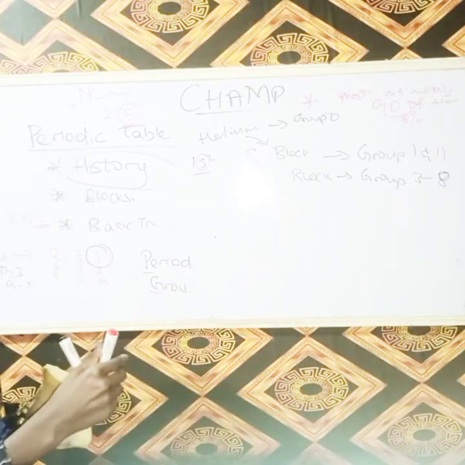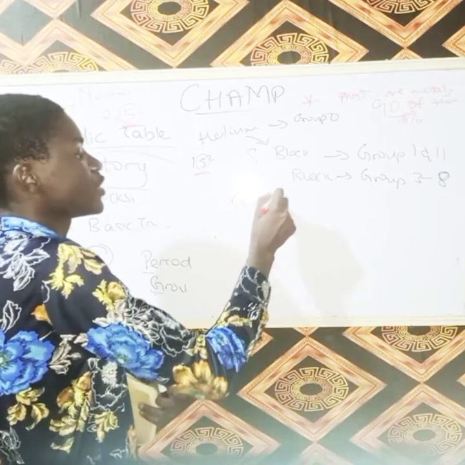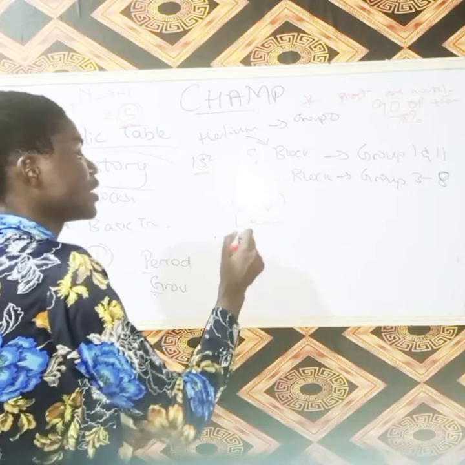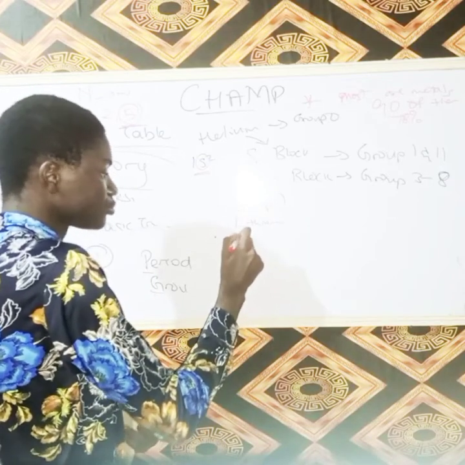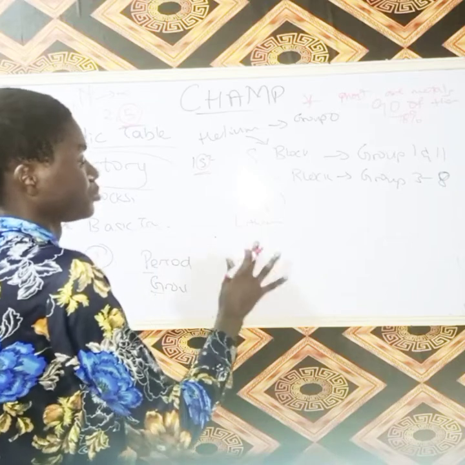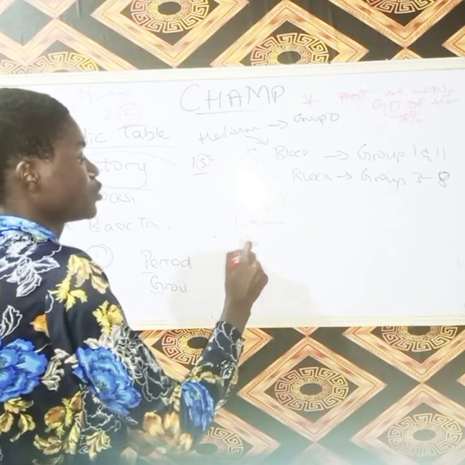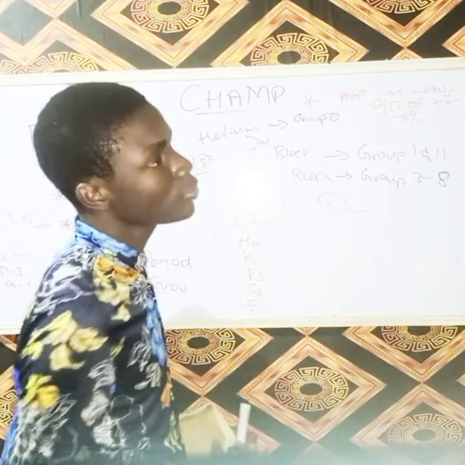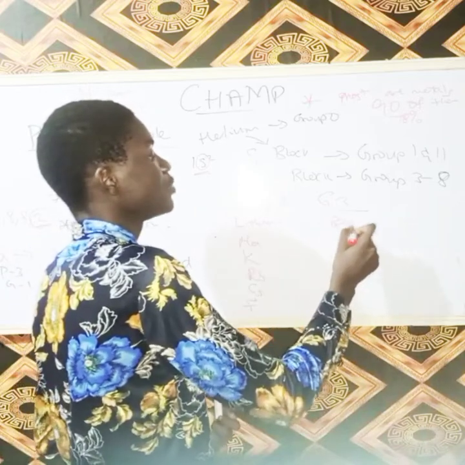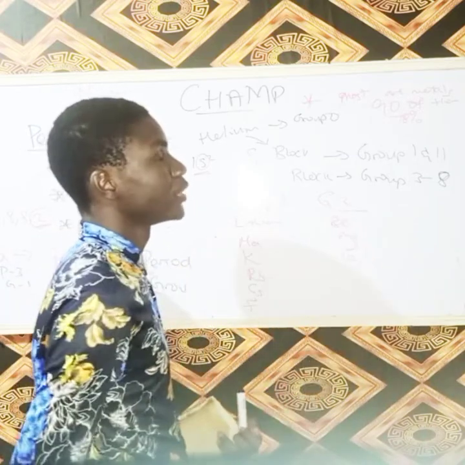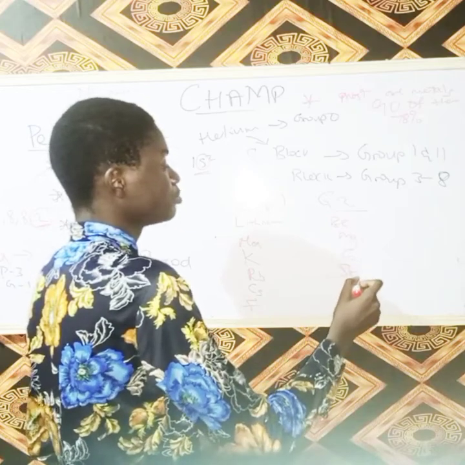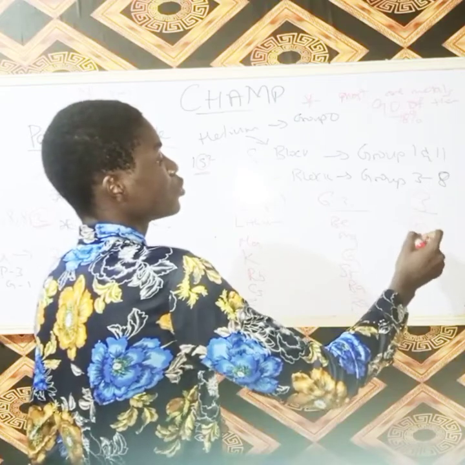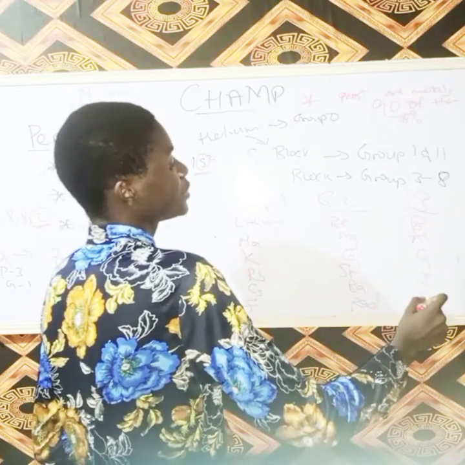Now, all the elements of group one, for instance, there is no need to struggle to master them. Group one: lithium, sodium, potassium, rubidium, cesium, francium. If you go to group two, start with beryllium, you have magnesium, calcium, strontium, barium, radium. Go to group three, you start with boron, aluminium, gallium, indium, thallium.